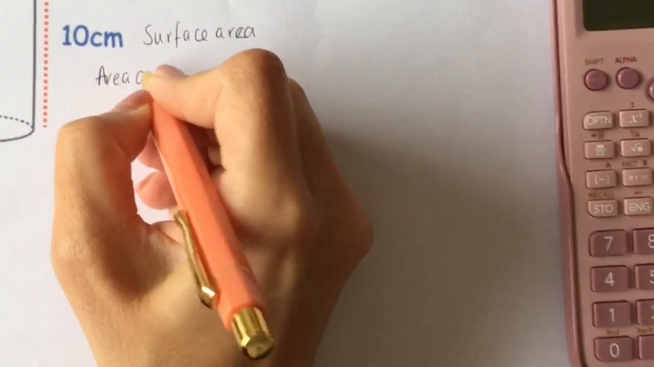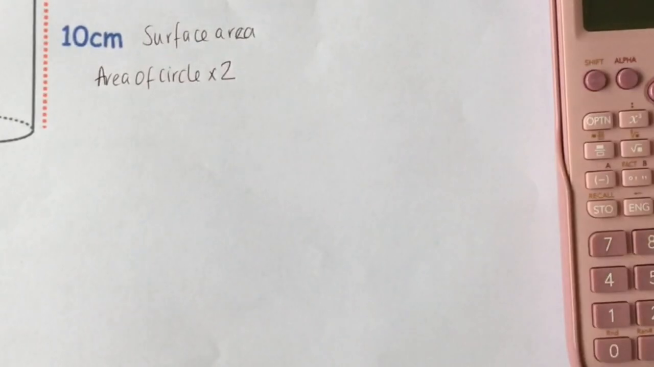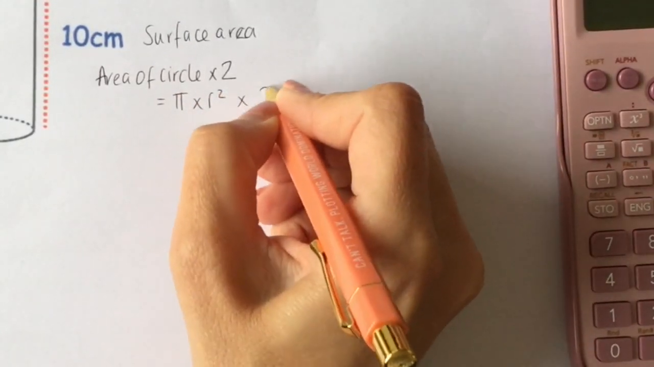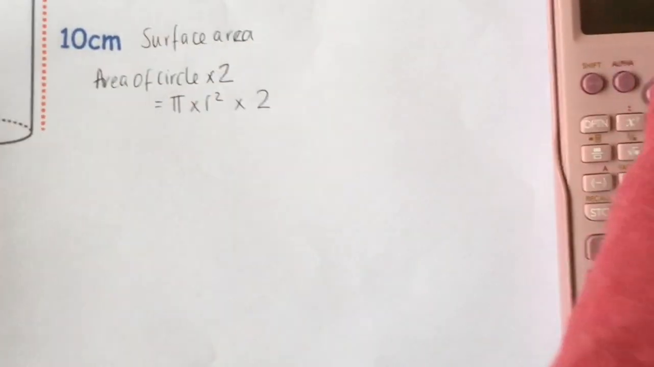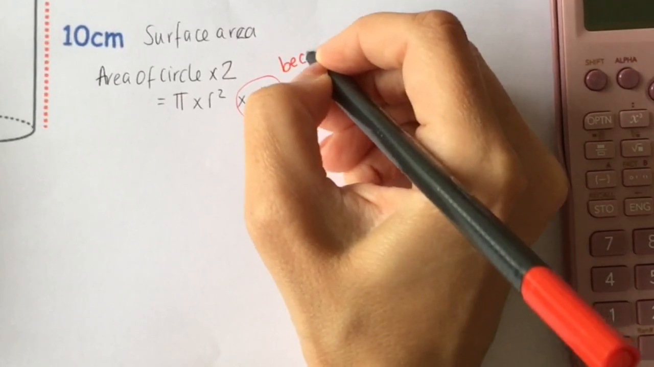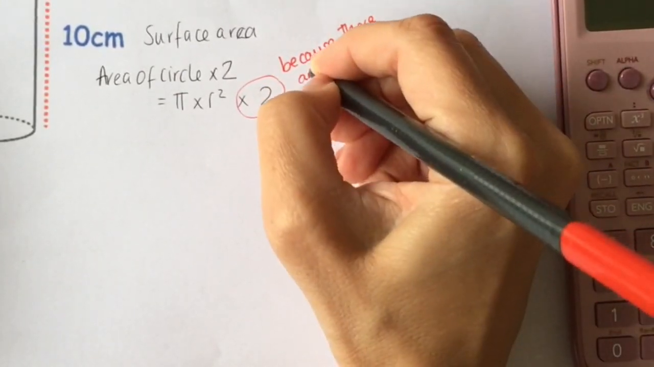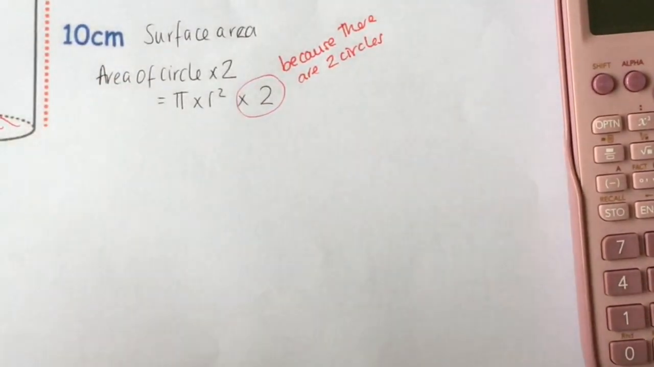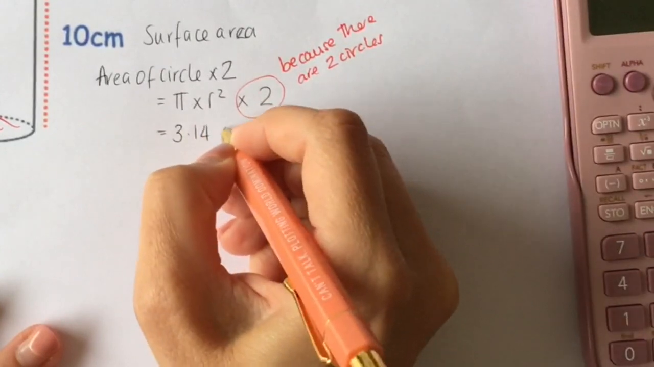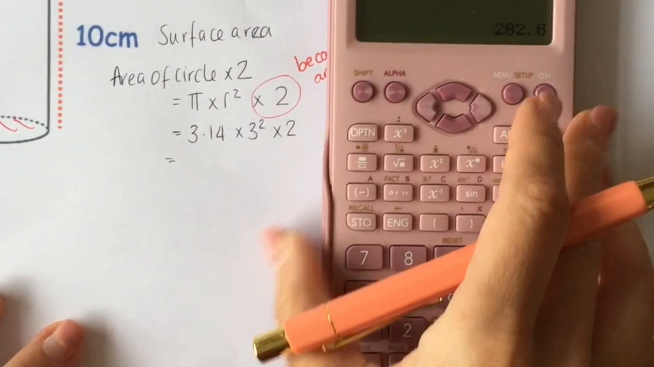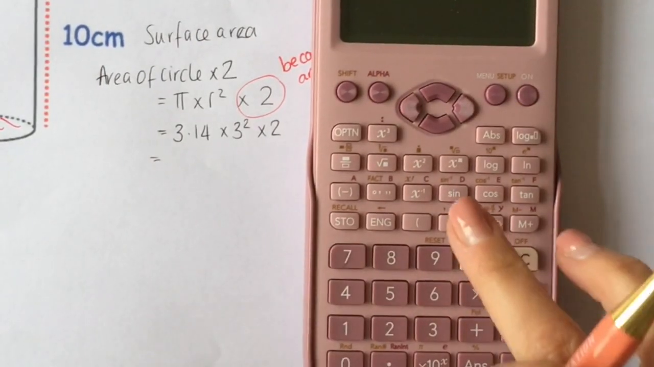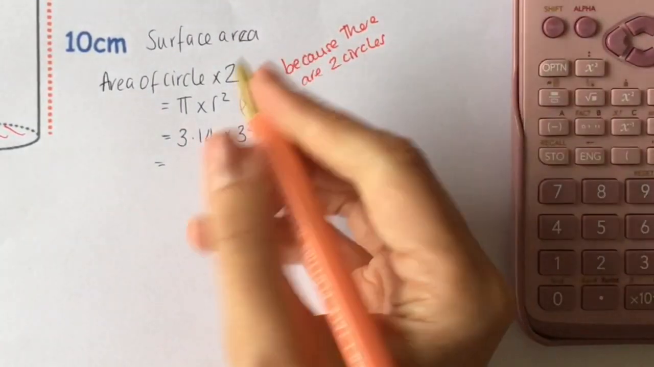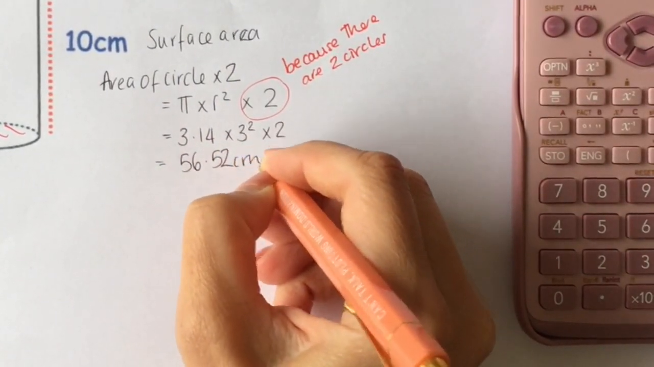So the area of circle, and I'm going to times that by 2 because there are 2 circles on the shape. So to do that, I'm going to do pi times radius squared times 2. Remember that times 2 is because there are 2 circles. So I've got one here and one at the bottom. Okay, so let's work that part out first. So I've got 3.14 times 3 squared times 2. Use my calculator. 3.14 times 3 squared times 2. And I got the answer 56.52 centimetres squared for area.